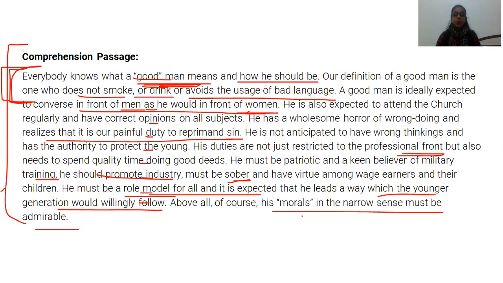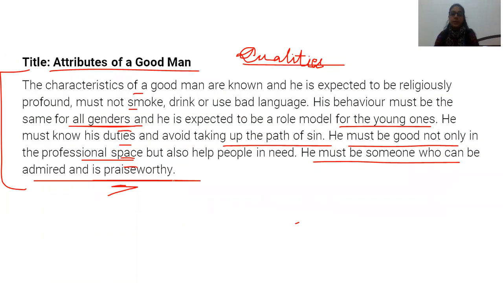He can be someone who, now see, in the narrow sense, must be admirable. So that is five words, but here, a person who can be admired and praiseworthy. This is how you turn things. The meaning is also clear. The precis has become short and sweet. So this is how you have to write precis. In our coming videos, I'll be taking up more samples and you will become more familiar and professional in writing a precis.